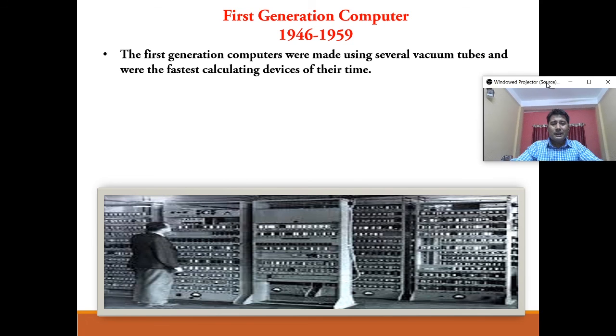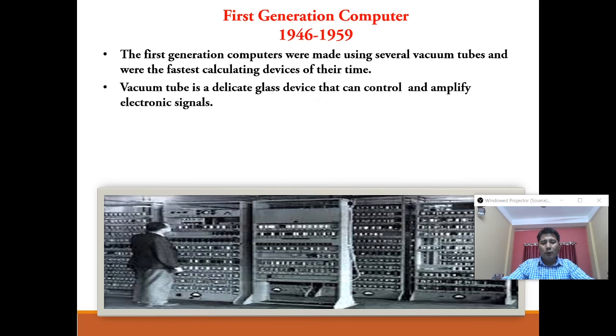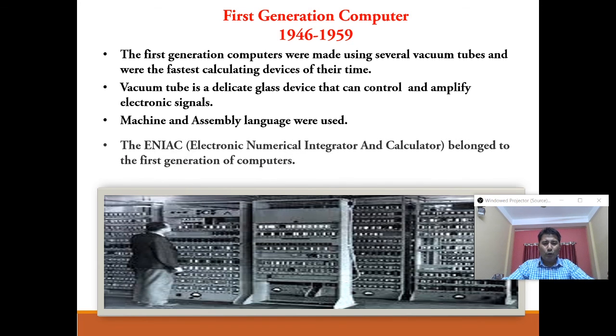Now, the first generation computers were made using several vacuum tubes and were the fastest calculating devices of that time. You can compare the vacuum tubes with the present day processor in the CPU, like the core processors that we use in our machines nowadays. A vacuum tube is a delicate glass device that can control and amplify the electronic signal. Machine and assembly languages were used in the first generation computer. The data was stored in the form of magnetic tapes, and the output we used to get was in the form of a printout on paper.